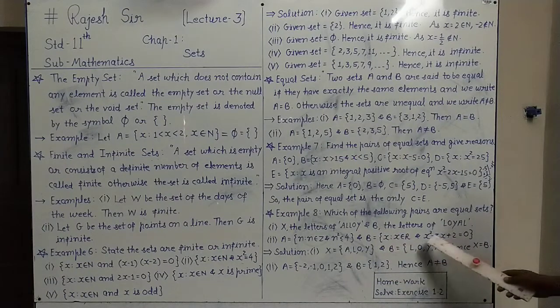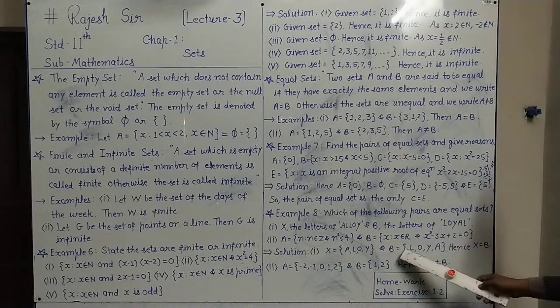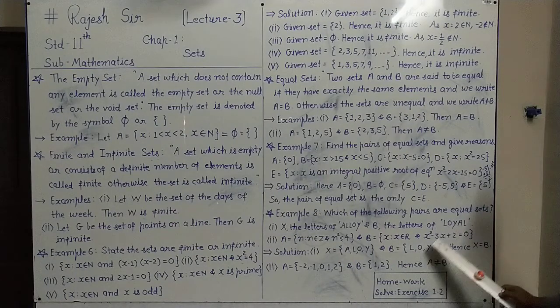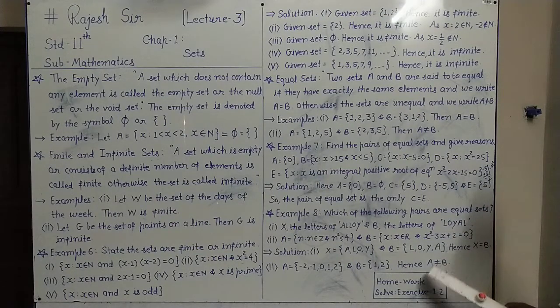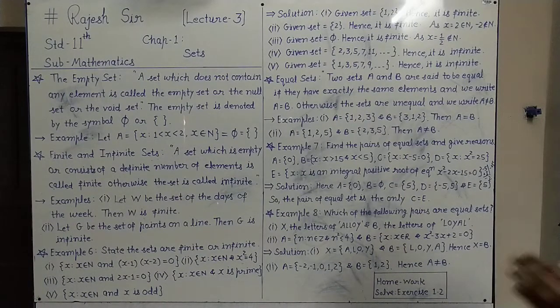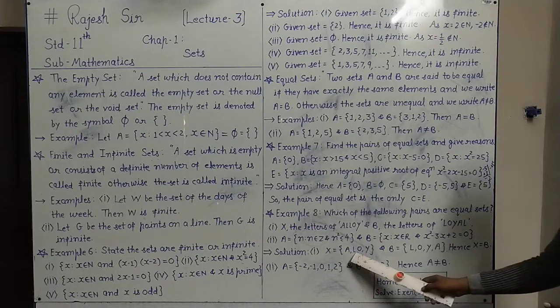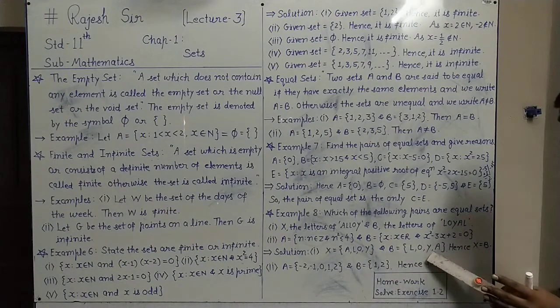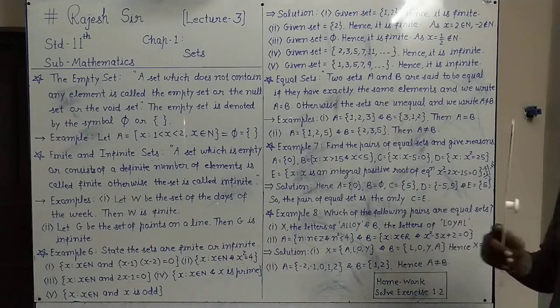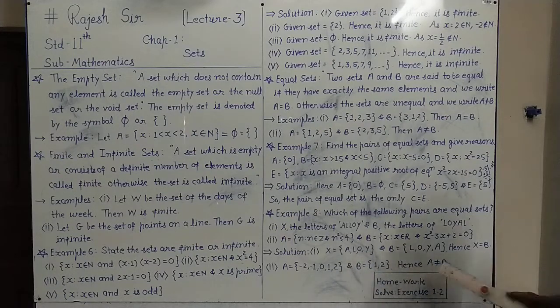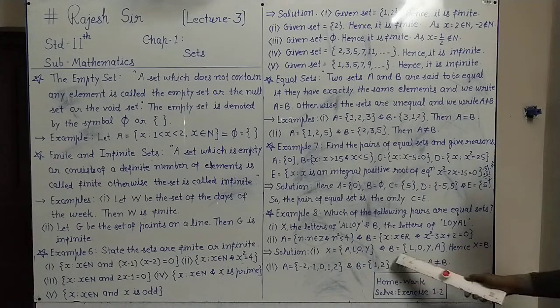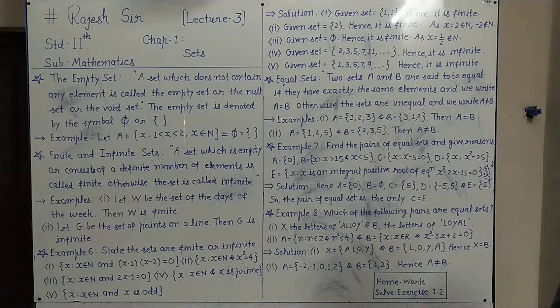Similarly in B, the letters of LOYAL we have to write in the set. So L, O, Y, A. L is repeating, so we will not write the repeating element. Once again I say, repeating elements will not be written in a set. Here we can say again the order is not compulsory. A, L, O, Y, 4 elements. Here also A, L, O, Y, 4 elements, exactly the same elements they have, X and B. Hence X equals B means this pair is equal sets.